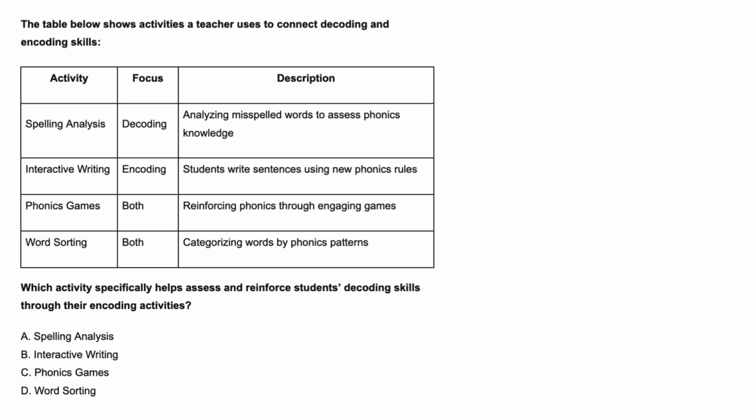Next question. The table below shows activities a teacher uses to connect decoding and encoding skills. Take a look at the table, read the question down below, and come back when you're ready for the answer. Here we go. Correct answer is B. Interactive writing involves students actively encoding words by writing, which reinforces their phonics knowledge and allows assessment of how they decode words through their spelling choices.